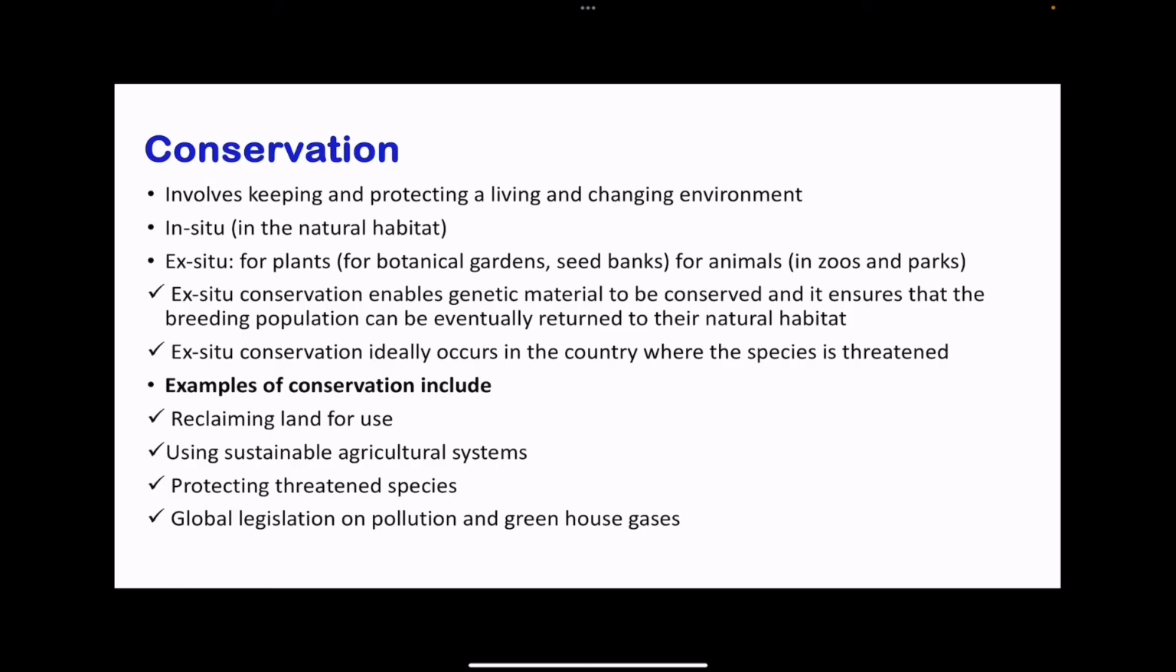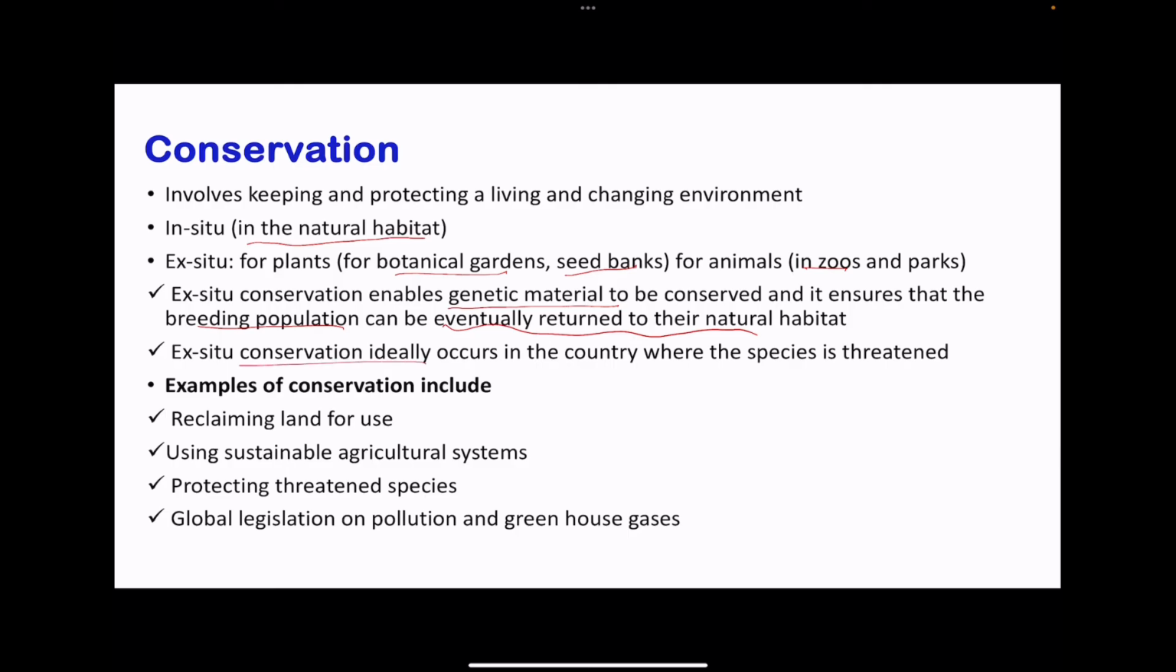It can be carried out in situ or ex-situ. In situ, this is carried out in the natural habitat, while in ex-situ, it can be carried out for plants in botanical gardens, as well as using seed banks, and for animals in zoos as well as wildlife parks. When ex-situ conservation is carried out, it enables genetic material to be conserved, and this ensures that the breeding population can eventually be returned to their natural habitat when the situation has been resolved.